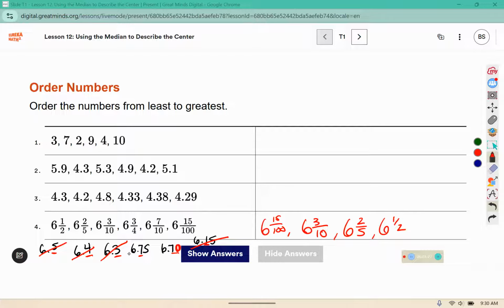So 6.70 is smaller than 6.75. So we're going to write 6 7/10. Then 6 3/4 is the largest. Please place your remaining problems in order from least to greatest.